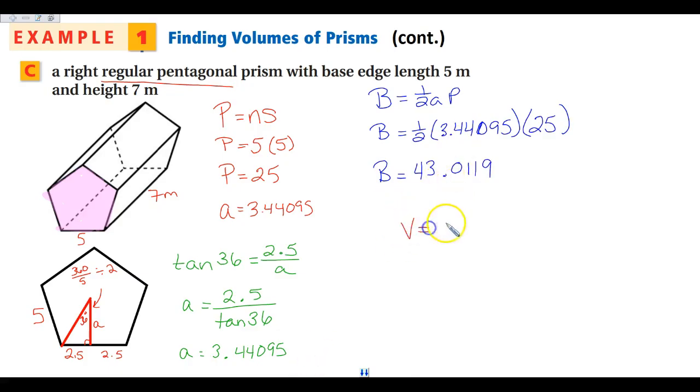Then we're going to find our volume, which is the area of the base times the height of the prism. So when I look here, my area of the base is 43.0119, and then the height of the prism is the distance between the two pentagons, so it is 7. In your calculator, all you have to do is times 7, because that number should still be there. Now we can round to the nearest tenth, which is what our original directions said, and our volume is 301.1 meters cubed.